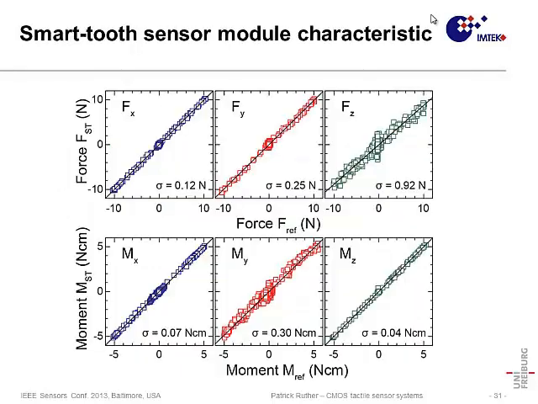And I think this is even more clear here in this picture, where we compare the forces and moments obtained by the reference sensor with those obtained by the smart tooth sensor module. What you clearly see is that the forces Fx and Fy are perfectly matched with a low standard deviation below 0.25 newtons. However, in the z direction, we see a decrease. We see an increased standard deviation. This is mainly driven by the reduced sensitivity of the out-of-plane stress sensing element.